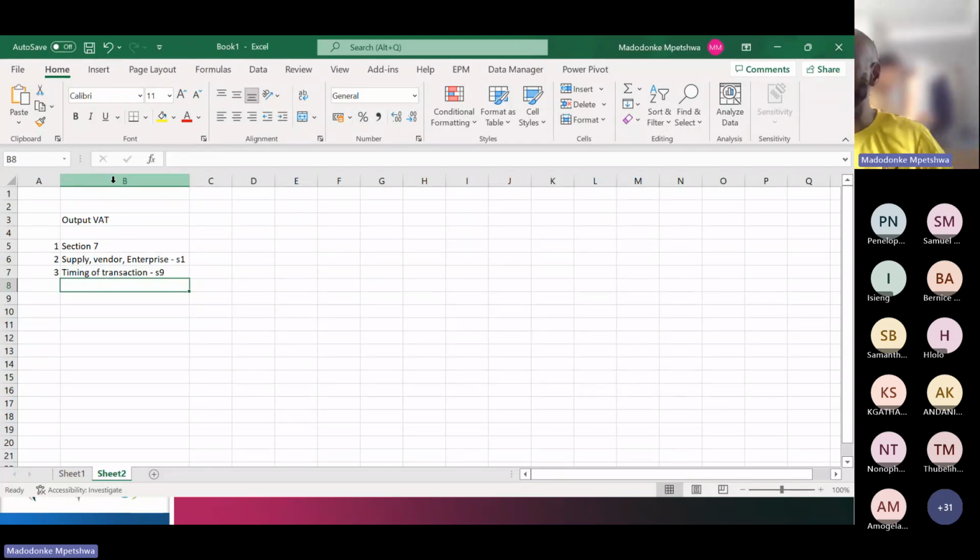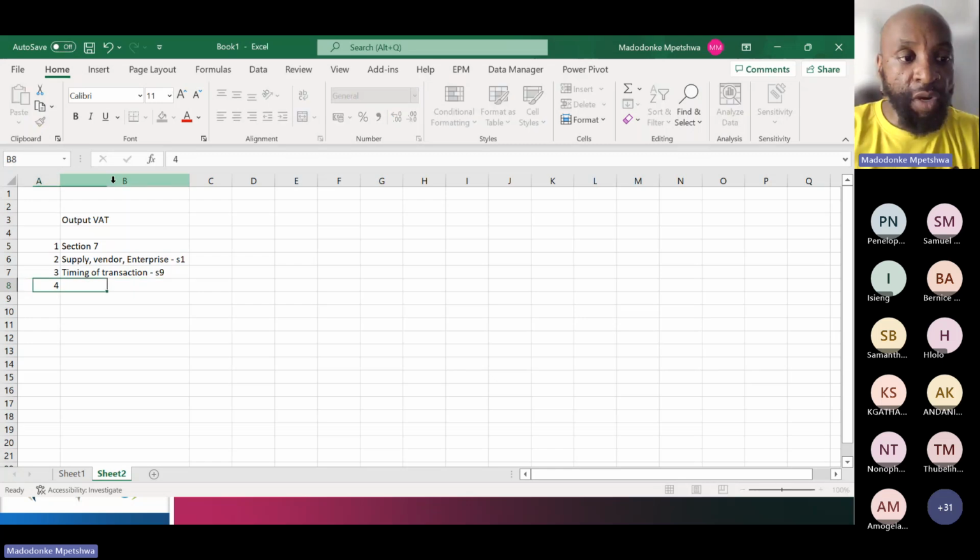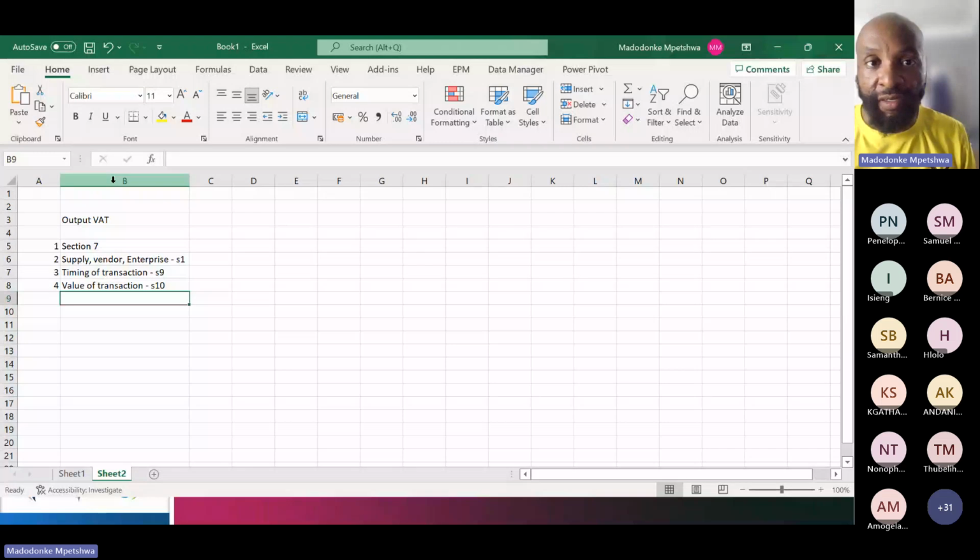Okay, which then takes me to my next point, which is then point number 4. There, we're looking at the value of the transaction, and the value of that transaction will then be dealt with under section 10. Okay, so section 9 talks to timing of these transactions. Then section 10 talks to the value of the transaction.